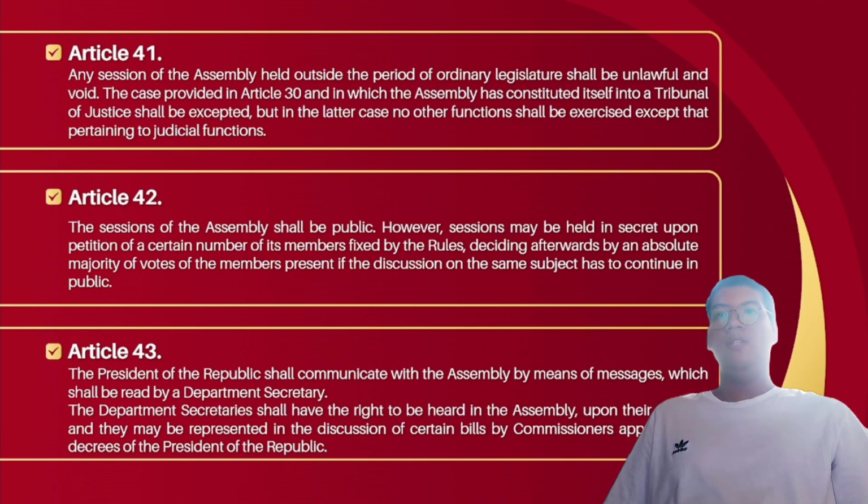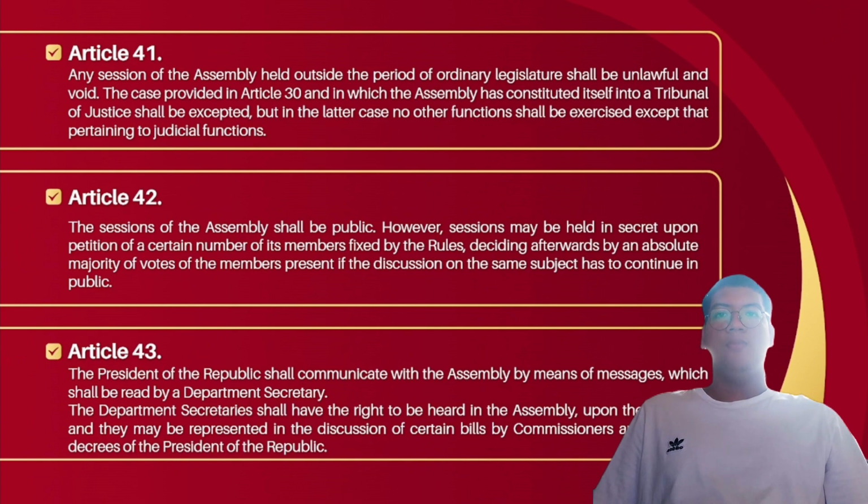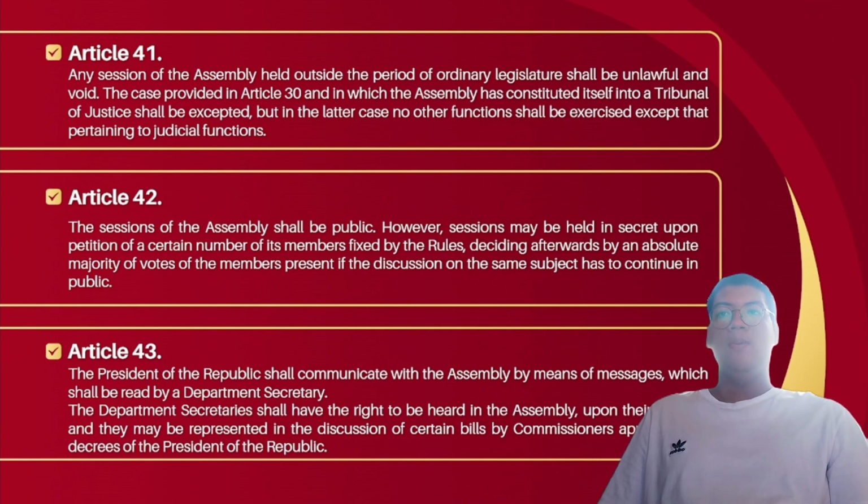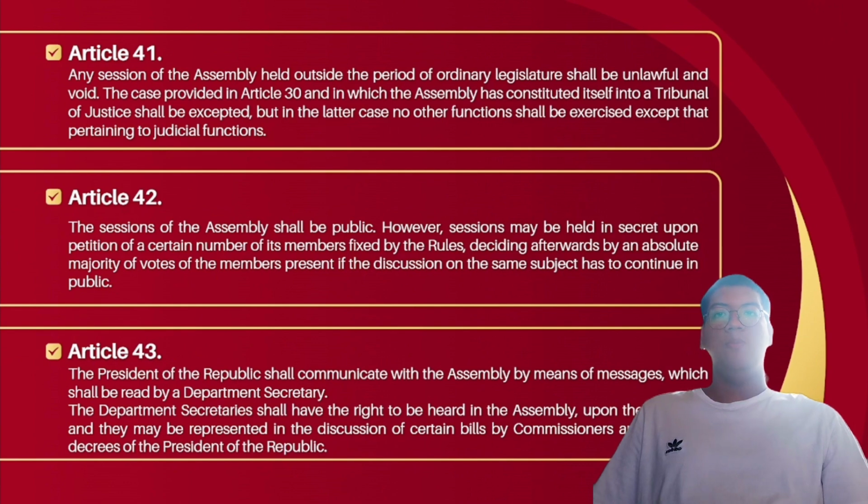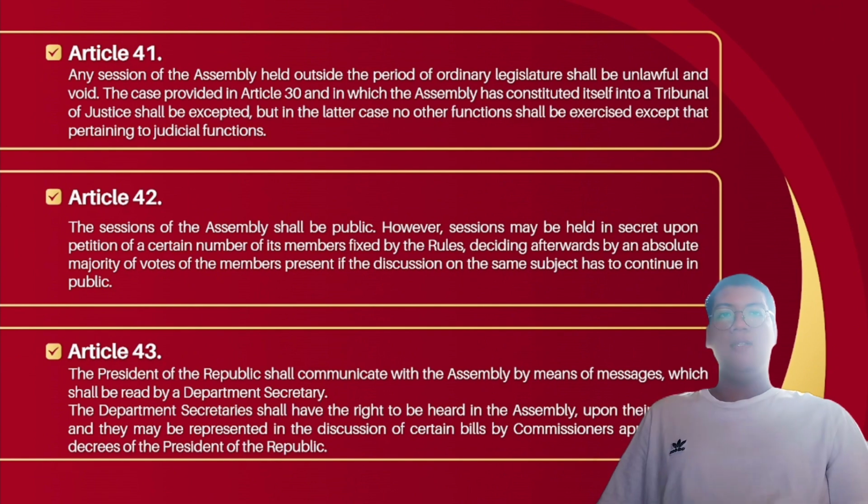Article 42. The session of the Assembly shall be public, however a session may be held in secret upon petition of a certain number of members fixed by rules, deciding afterwards by an absolute majority of votes of the members present if the discussion on the same subject has to continue in public. Article 43. The President of the Republic shall communicate with the Assembly by means of message, which shall be read by a Department Secretary. The Department Secretaries shall have the right to be heard in the Assembly upon their request, and they may be represented in the discussion of certain bills by a commissioner appointed by decree of the President of the Republic.